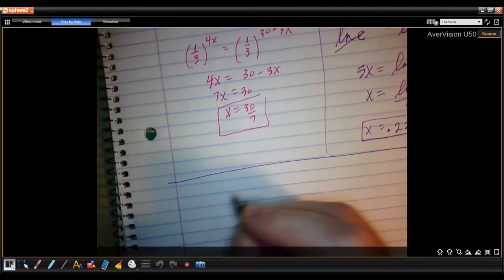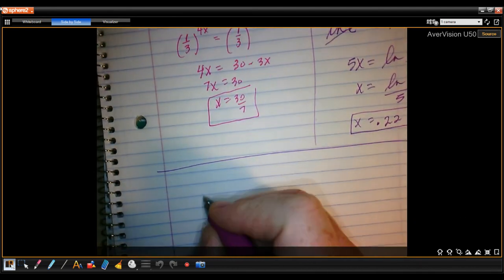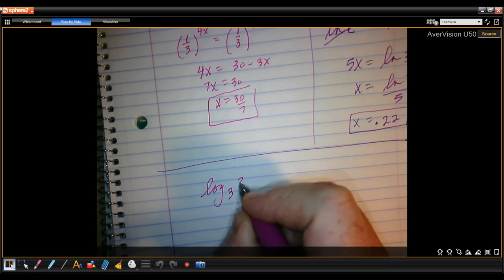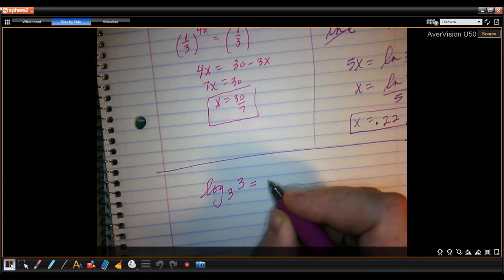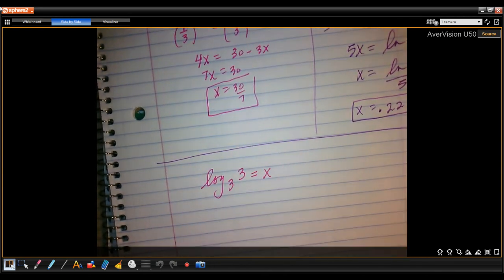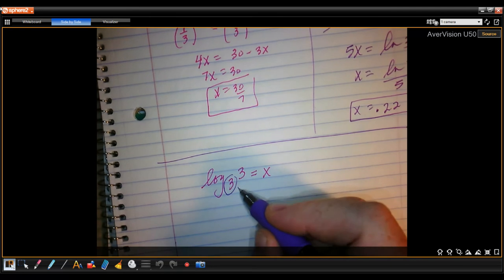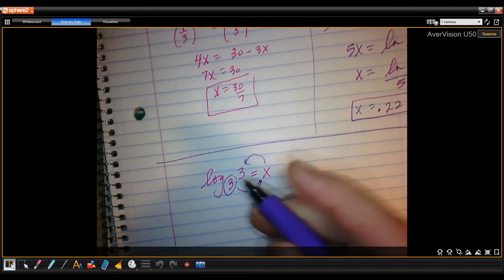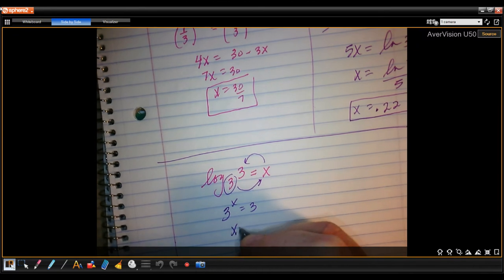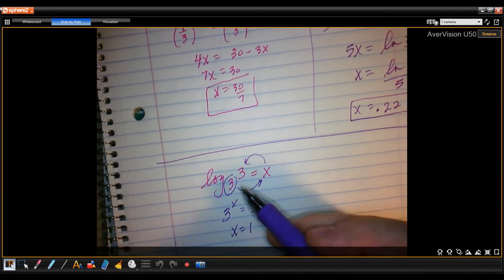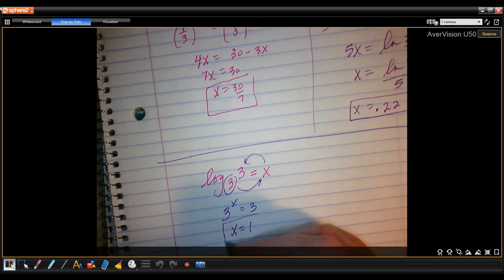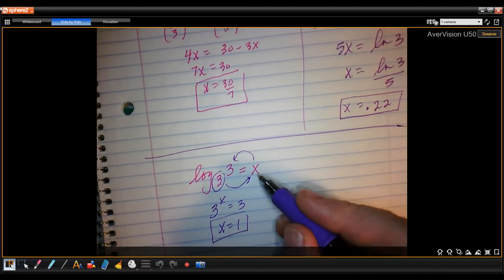Okay, piggyback off of that, let's go back to this. I didn't do video notes on this. So like log base 3 of 3 equals what? Let's find out. So 3 to what power is 3? And we all know it's 1. So anytime these numbers are the same, the base number, it always cancels out and it's whatever x is.